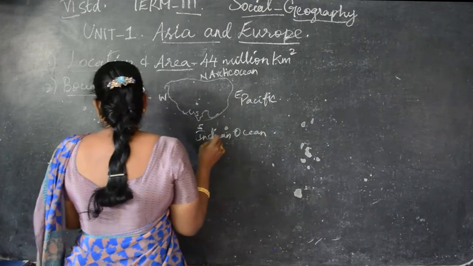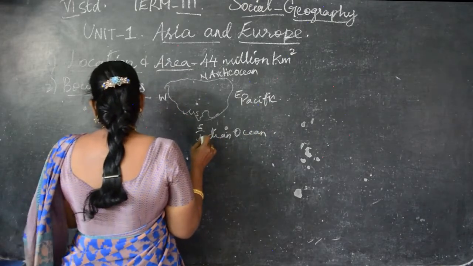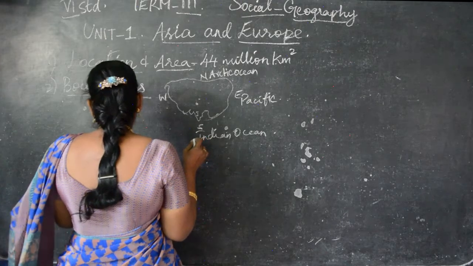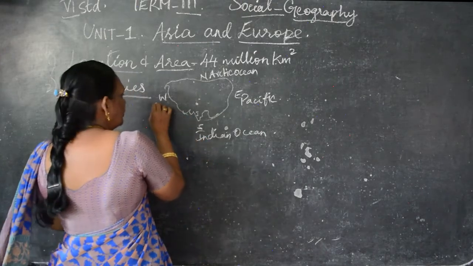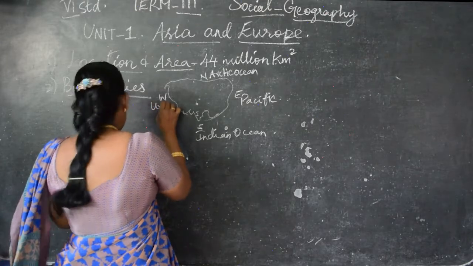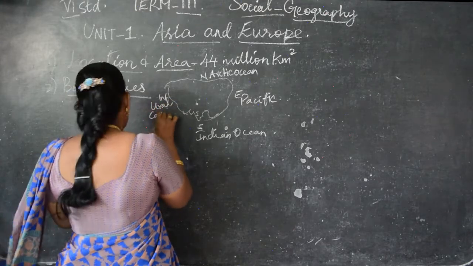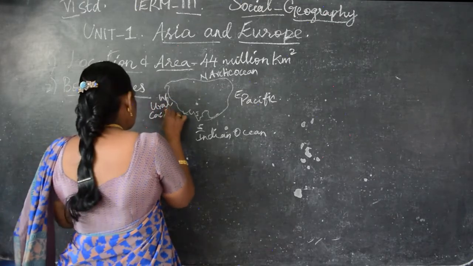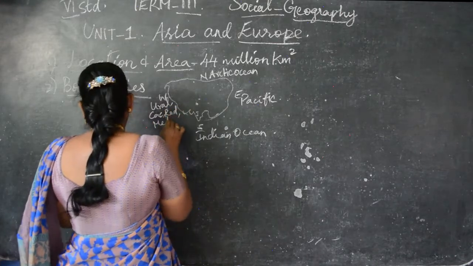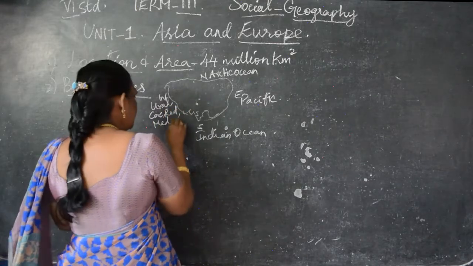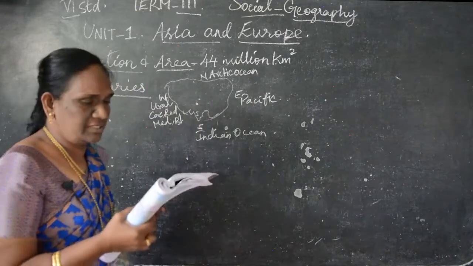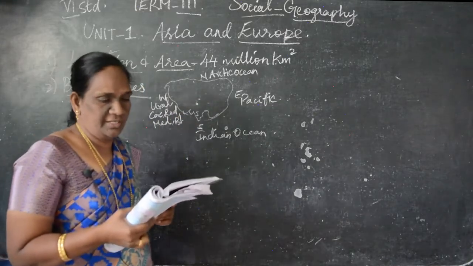In the south and Ural Mountains, Caucasus Mountains, Red Sea, Mediterranean Sea, Caspian Sea, Black Sea, all in the west. Understand? What did we see? Ural Mountain, then Caucasus Mountain, Red Sea, Mediterranean Sea, Black Sea, all are in the western side. So these are the boundaries of Asia.